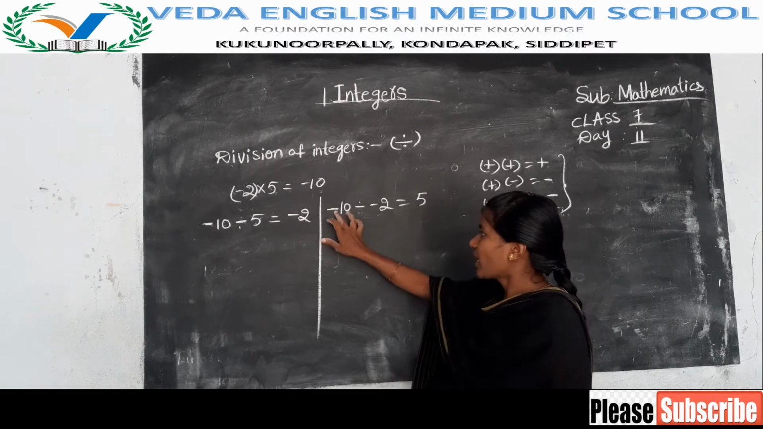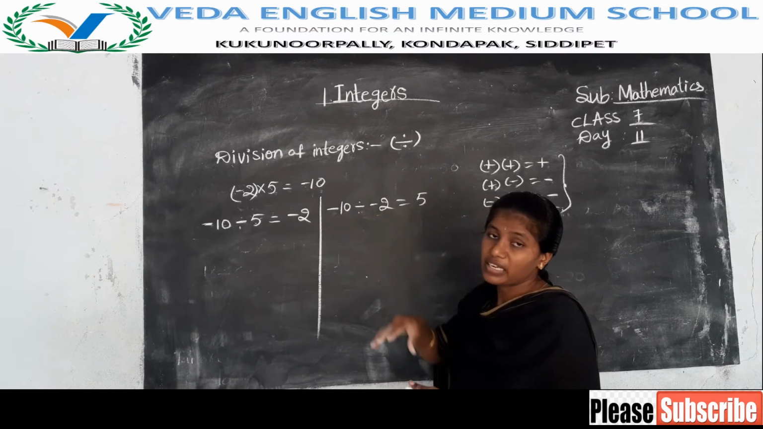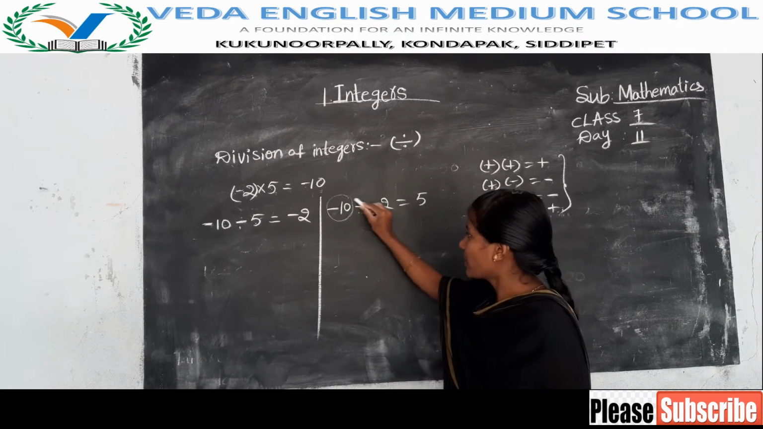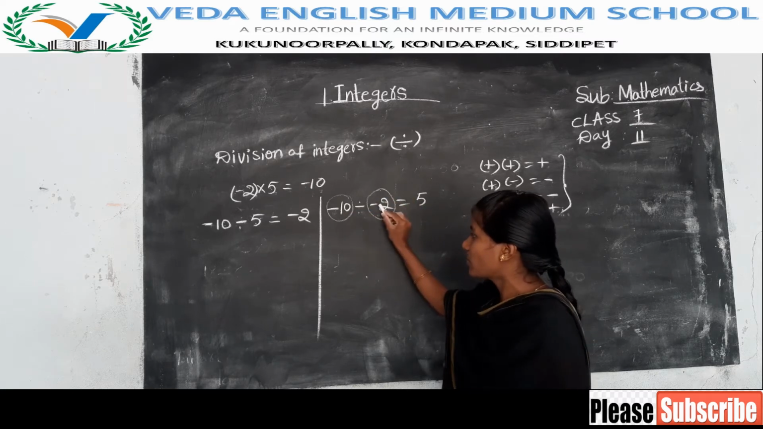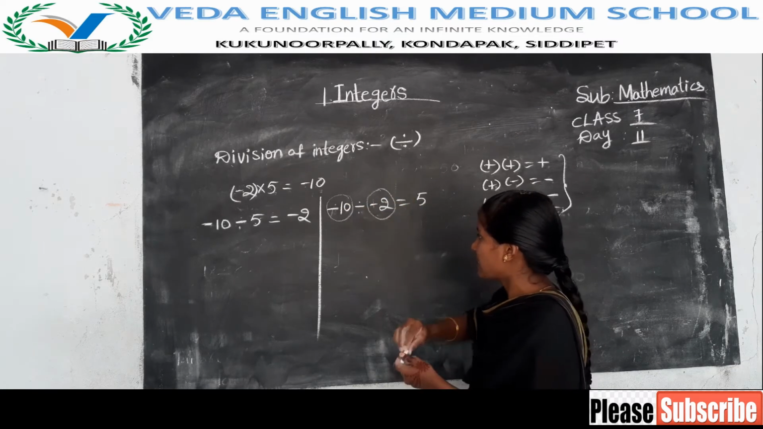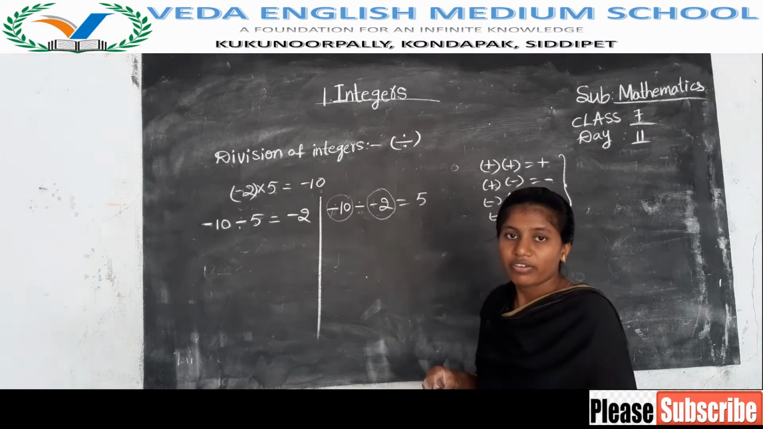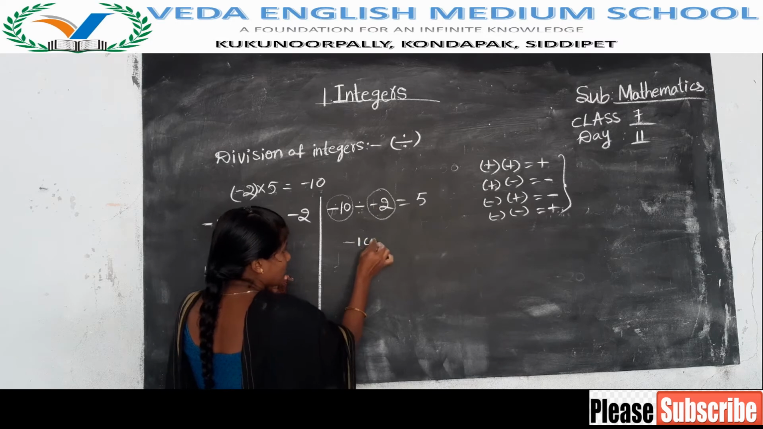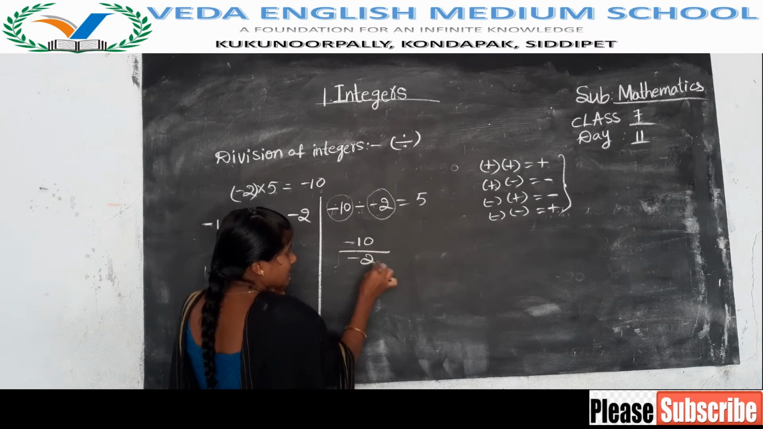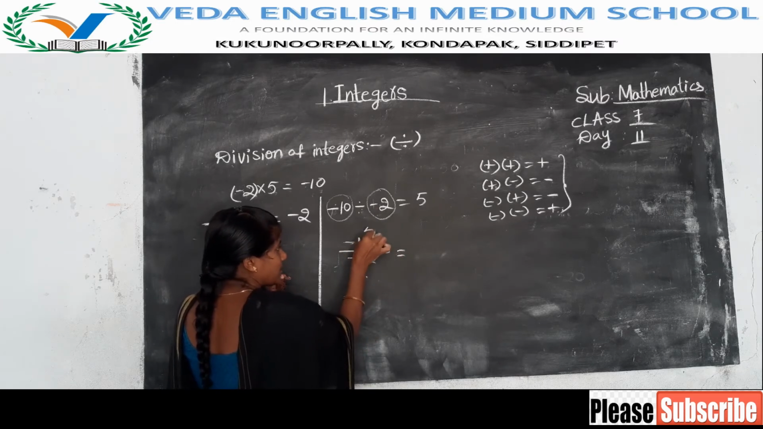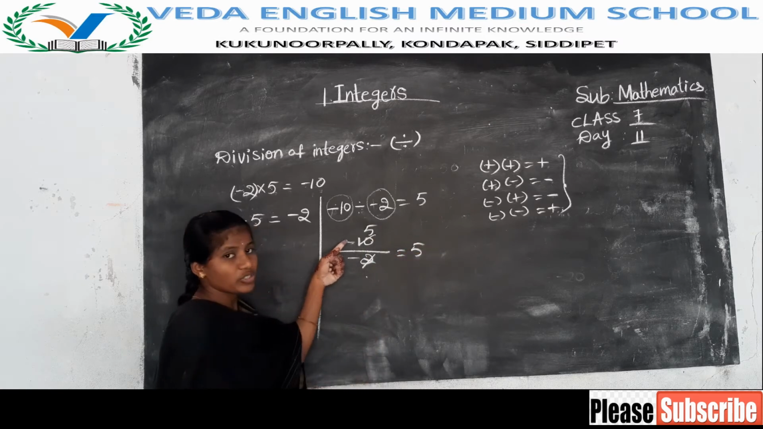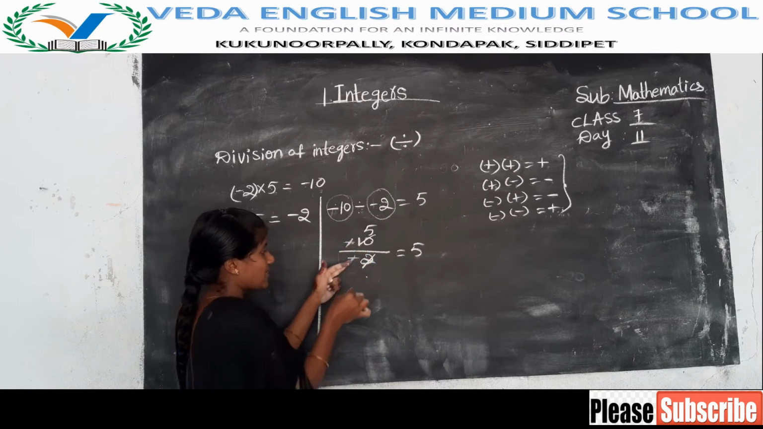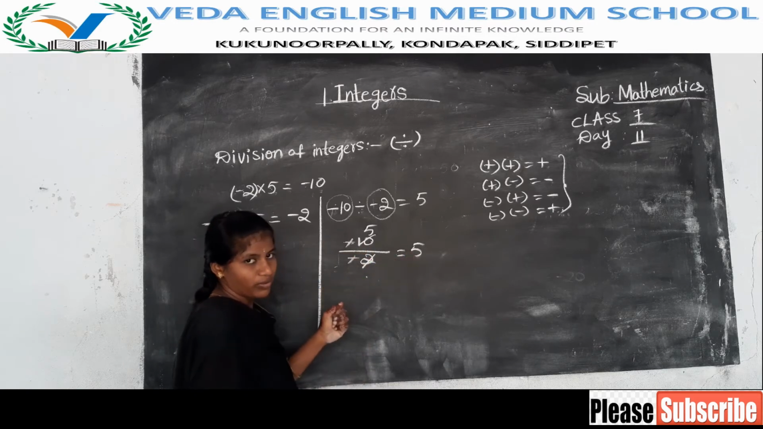See, if we have two negative symbols, then the minus will get cancelled. For 10 you have a negative symbol, and for 2 also you have a negative symbol, so the minus cancels. There is no minus symbol; it is 5 only. Minus 10 divided by minus 2, two negative symbols, will get cancelled. The answer is only 5.